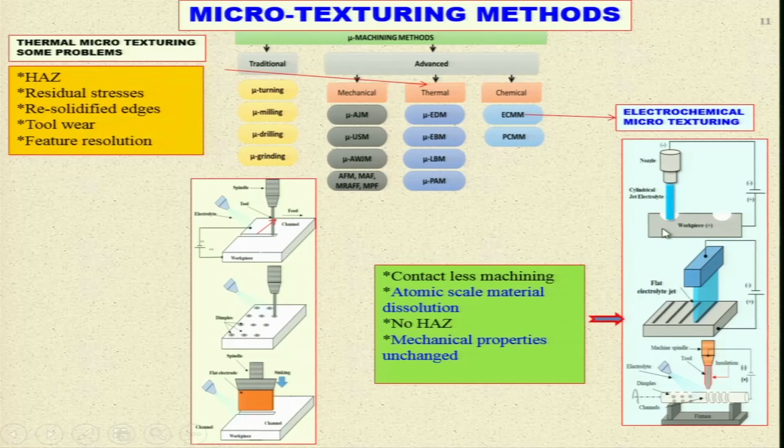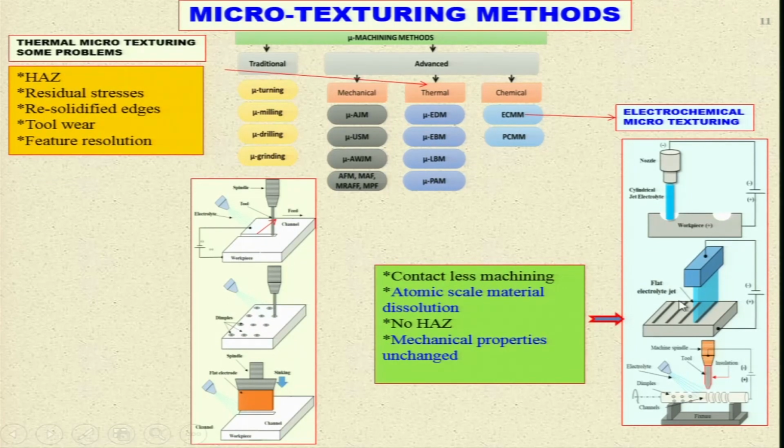Same thing shown over here for other applications, just like electrochemical microtexturing. You can see dimples are being created. This is the electrolyte, this is the tool, and this is the inter-electrode gap. The tool is connected to the negative terminal, the workpiece is connected to the positive terminal, and you can create the dimples over there. More than one dimple at a time can also be created.